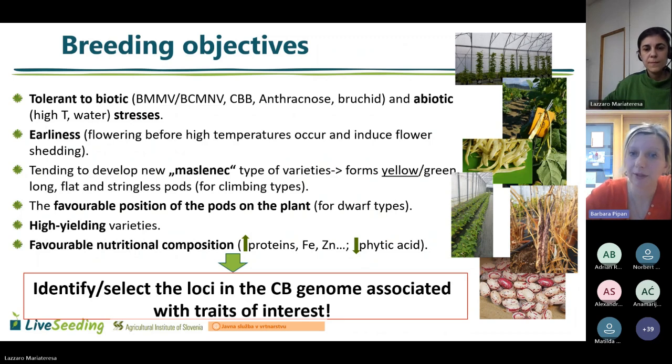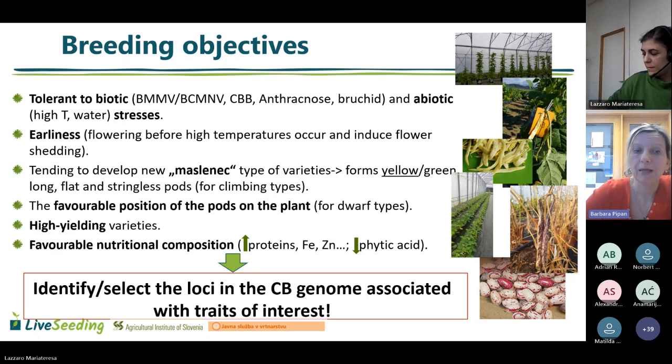From the part of the abiotic stresses, we are focusing on temperature tolerance and water tolerance. And of course, earliness is very important for us. In our breeding program, we are really keen to develop early varieties, which prevent the plant from flowering at the really hot summer temperatures, the consequence of which is that the flowers drop off the plants and there is no yield at the end. So earliness is very important.